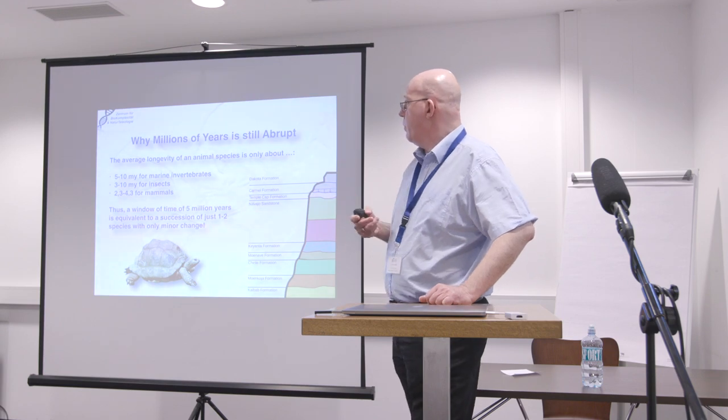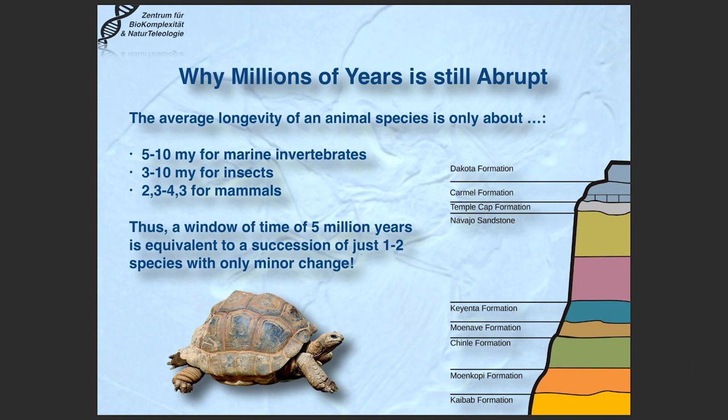When I now introduce to you some of those discontinuities, and I tell you that certain groups appeared in a 10 million year window of time, this sounds like a lot of time, but what you have to keep in mind is that according to standard textbook wisdom, the average lifespan of animal species, whether invertebrates or vertebrates, is between 2.5 and 10 million years. So a 10 million year window of time for a vertebrate is just two successive species. So that is abrupt in terms of the history of life.